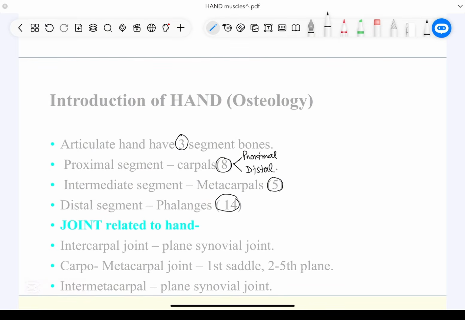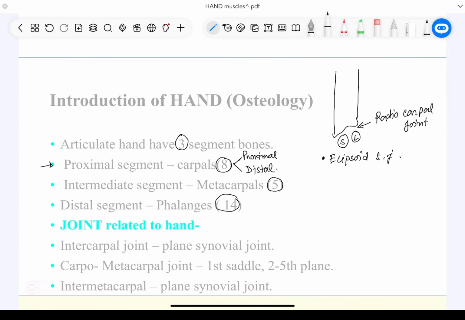Now joints related with the hand. First we have to remember, as the first segment is the proximal segment, that means carpal. Carpal will be attached with the forearm bone, that is the radius. So think like this is the radius. It will be attached with two carpals, scaphoid and lunate. So here will be the formation of a joint. Name of that is called radiocarpal joint. This radiocarpal joint is an ellipsoid variety of synovial joint.